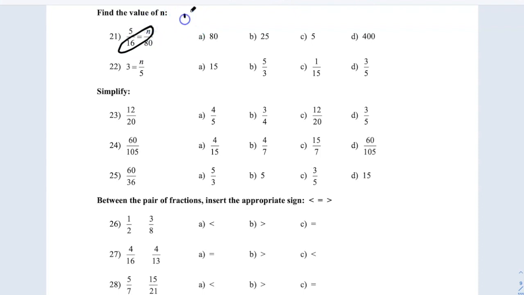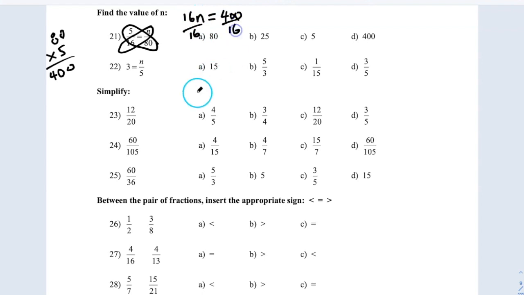16 times n is 16n. And that will be equal to the other diagonal, which is 5 times 80. 5 times 0 is 0, 5 times 8 is 40. Now, to leave the n by itself, you divide by whatever number is multiplying the n, on both sides. 16, 16. 16 divided by 16, they cancel out. And now you have n equals, I have to divide 400 divided by 16.